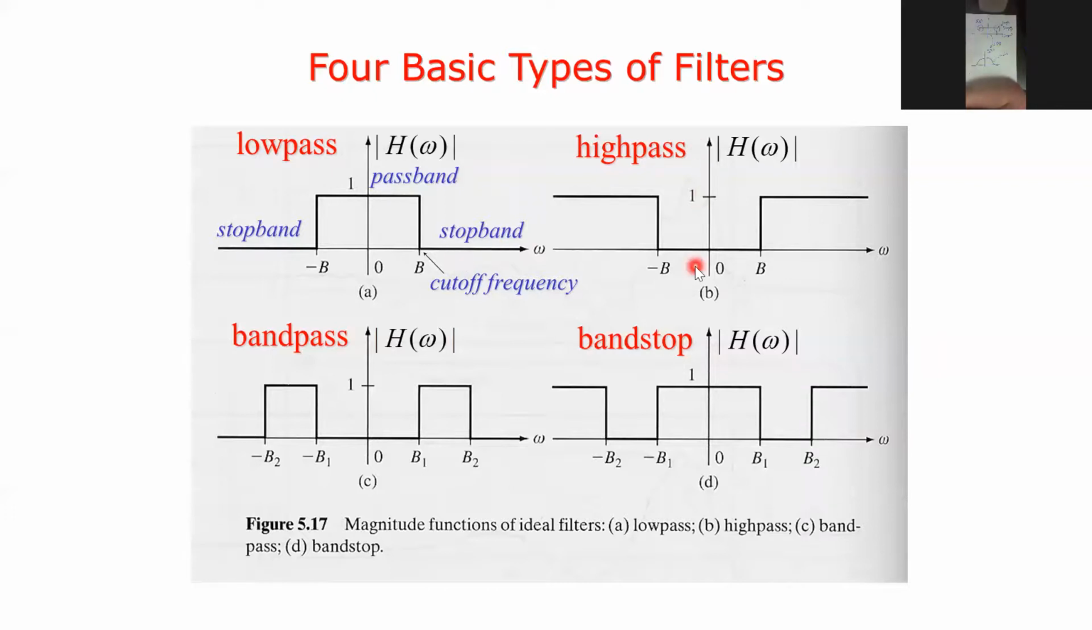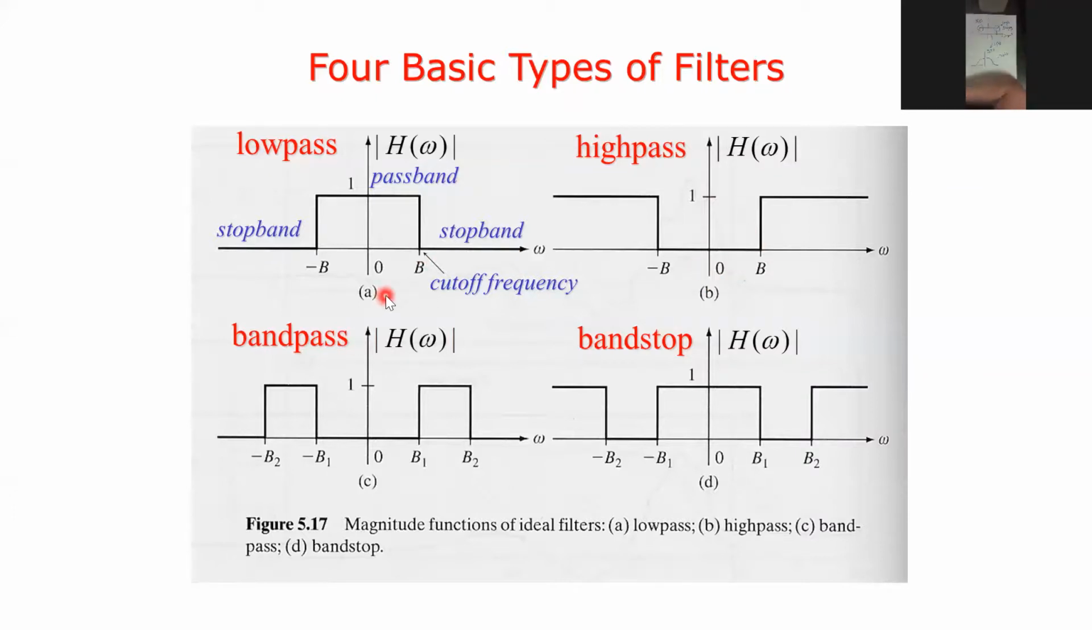On the other hand, we call this a high pass filter because it simply gets rid of the low frequency components from 0 to B. Whenever the frequency is greater than B, these frequencies will pass, so we call them high frequency components. Again, this is called the cutoff frequency, but this is the cutoff frequency for the high pass filter.